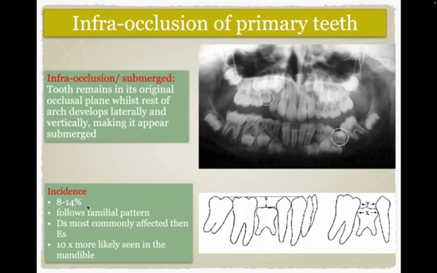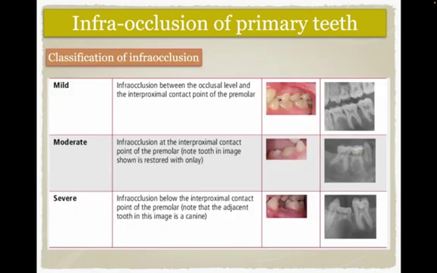Now, that happens in 8 to 14% of the population. It has some familial history, which indicates some genetic background. The D's are more commonly affected than the E's, and it's 10 times more common to be seen in the mandible compared to the maxilla. So it's more common in the D, and more common to affect the mandible.